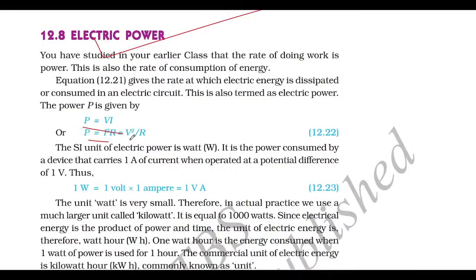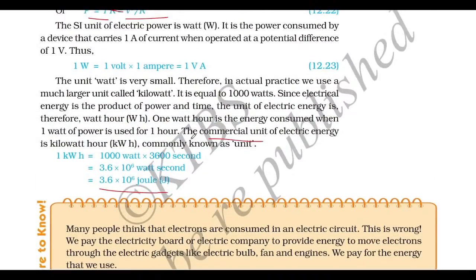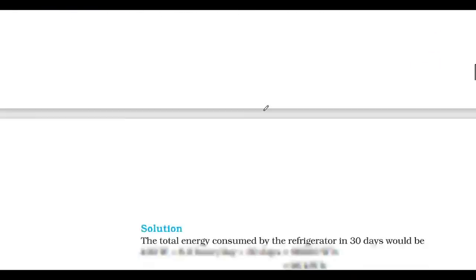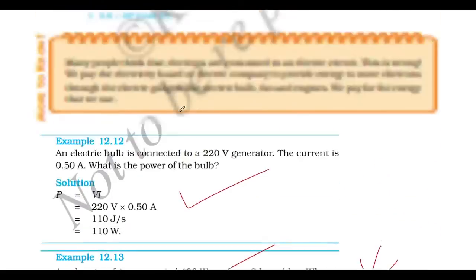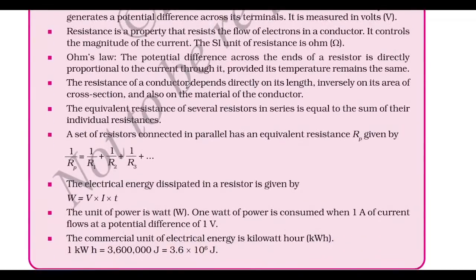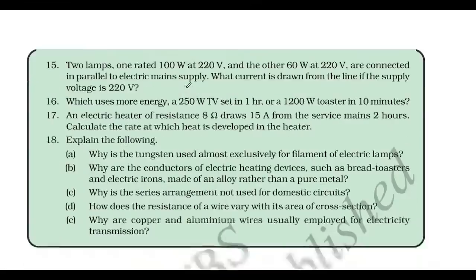P equals VI, or P equals I square R, or P equals V square by R. So 1 kilowatt hour equals 3.6 into 10 power 6 joules. The commercial unit of electric power is what? Unit. So very important 1 mark as well as 2 mark problem, 12.12 and 12.12. I have solved these and posted these problems on my YouTube channel. You can check it out.